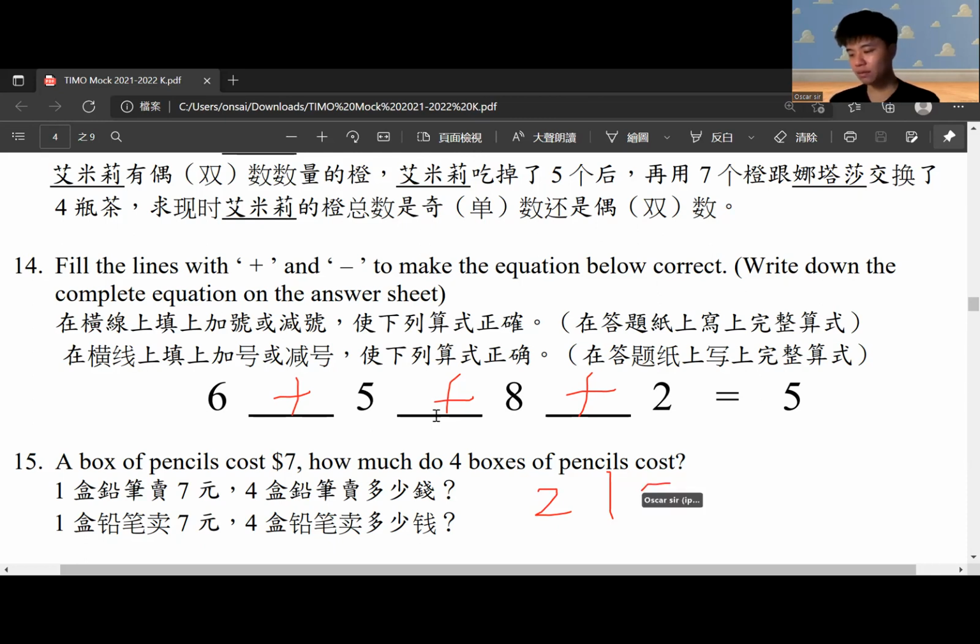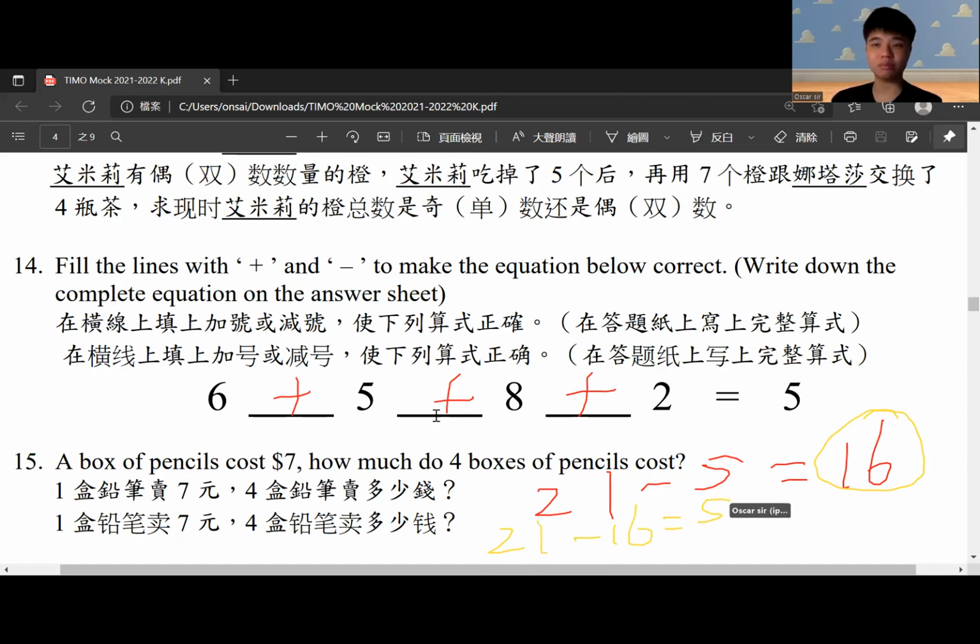We can find that 21 is 16 more than the 5. So it's very easy. We just minus 16. We minus 16, because 21 minus 16, we can get 4, the number of 4, right? But there is no 16.